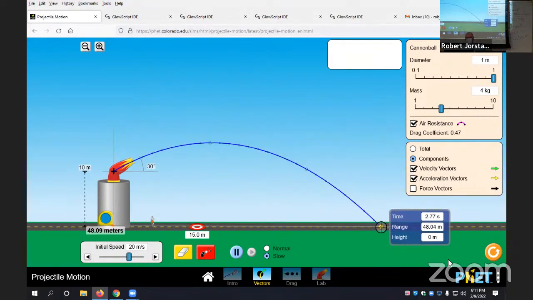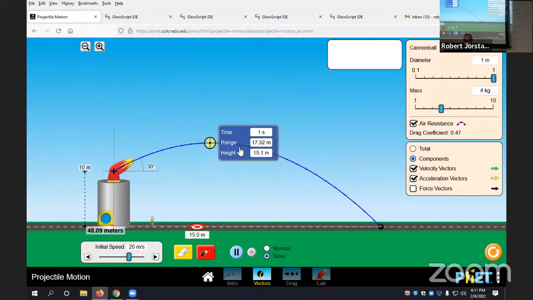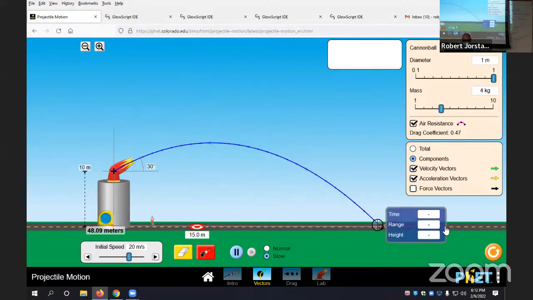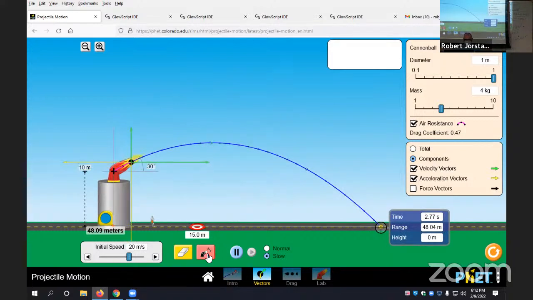Right now, the time of flight is 2.77. The range is 48. We add air resistance. You can look at the height, right? The max height was about 15 here. Remember, this is not exactly the same as your problem because we had 20 instead of 19.6, but here we go. Let's run it.